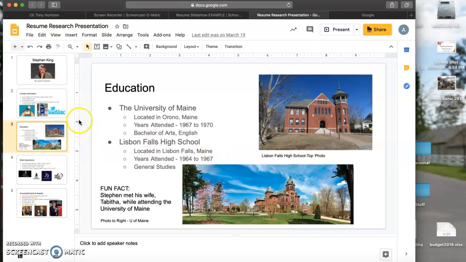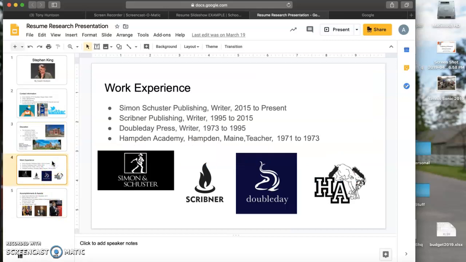Let's go ahead and talk about slides 4 and 5 now. Slides 4 and 5 are what you're going to be doing this week. So slide 4 is my work experience. Work experience is just like educational experiences. I always go from my most recent job experience to my least recent job experience.